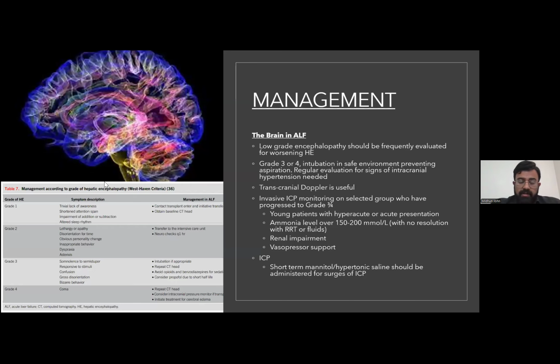With regards to the brain, I put the table of our West Haven criteria, but essentially, low-grade encephalopathy should be frequently evaluated for worsening HE. As you can see, these patients are at high risk of deteriorating quite fast, and so monitoring them quite regularly is very, very important. It is recommended by the guideline that with grade 3 or 4, intubation in safe environments, preventing aspiration, is highly recommended with regular monitoring of intracranial hypertension.